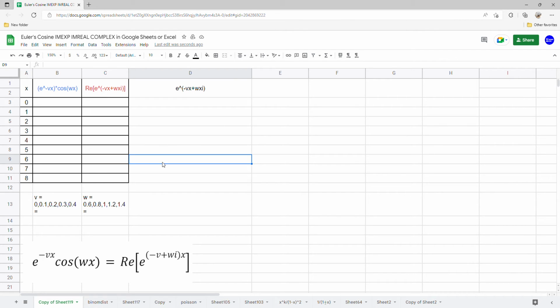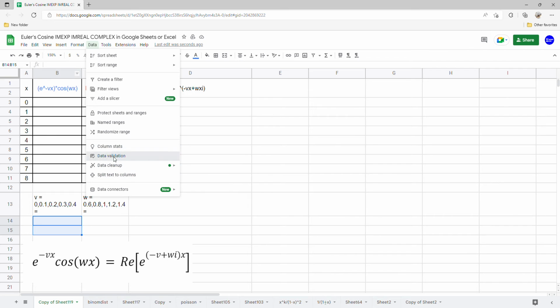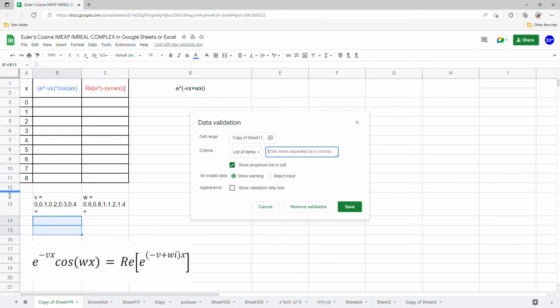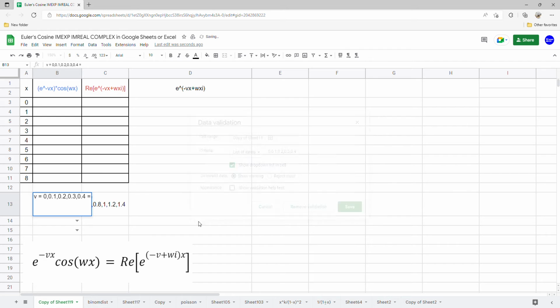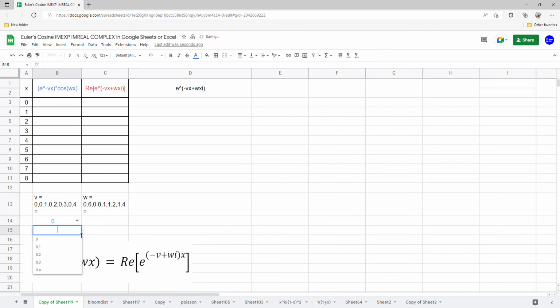In this video, we'll generate a dataset of decaying cosine using Euler's formula, IMEXP, IMREAL, complex in Google Sheets or Excel. We begin with the values of V and W. So the value of V is data validation, list of items from 0 to 0.4. So we can start with 0.